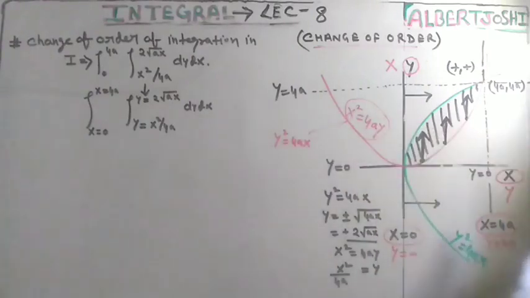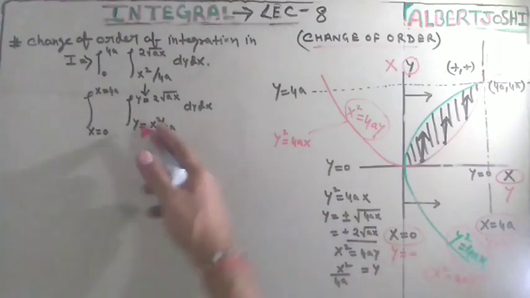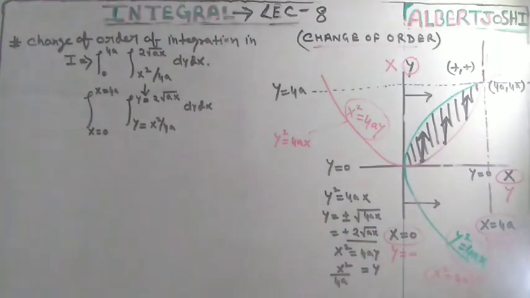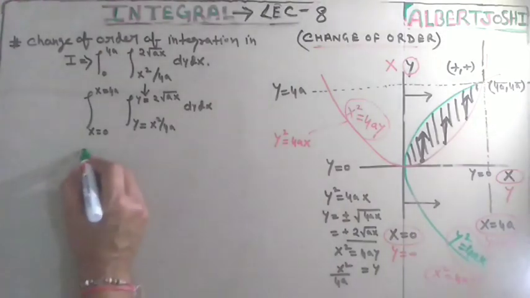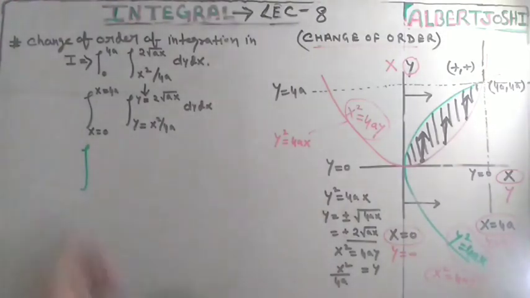Okay, and this will also change in this condition. This will be x square is equal to 4ay. So now our integration will be totally changed. So what will happen in this condition?